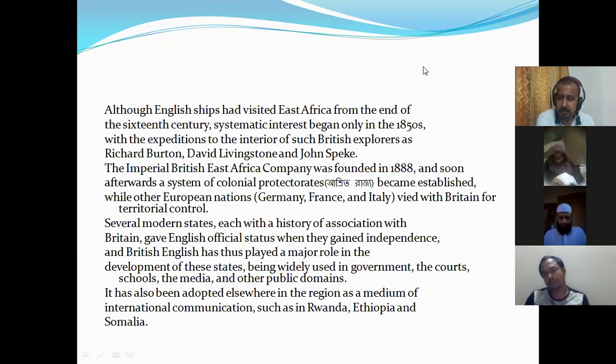It is also widely used in government, in courts, schools, the media, and other public domains. So the people living on this African continent started using the English language as a means of communication, education, and administration. It has also been adopted elsewhere in the region as a medium of international communication. So just like Bangladesh. The other countries, apart from the African organization, many countries use the English language not as an official language but as a medium of international communication, such as Rwanda, Ethiopia, and Somalia.